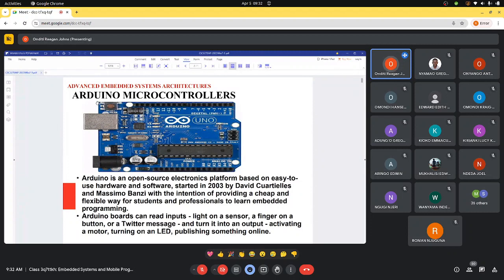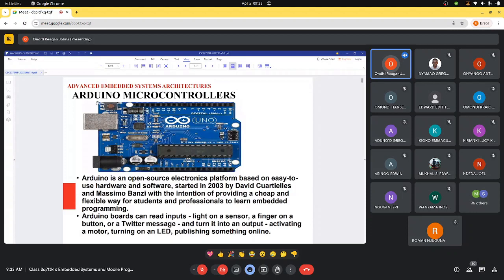Actually, it reads both inputs and outputs. It comes with already set light on sensor, finger on button, or what we call a Twitter message, and turns all that into an output. So that is what we are going to see.